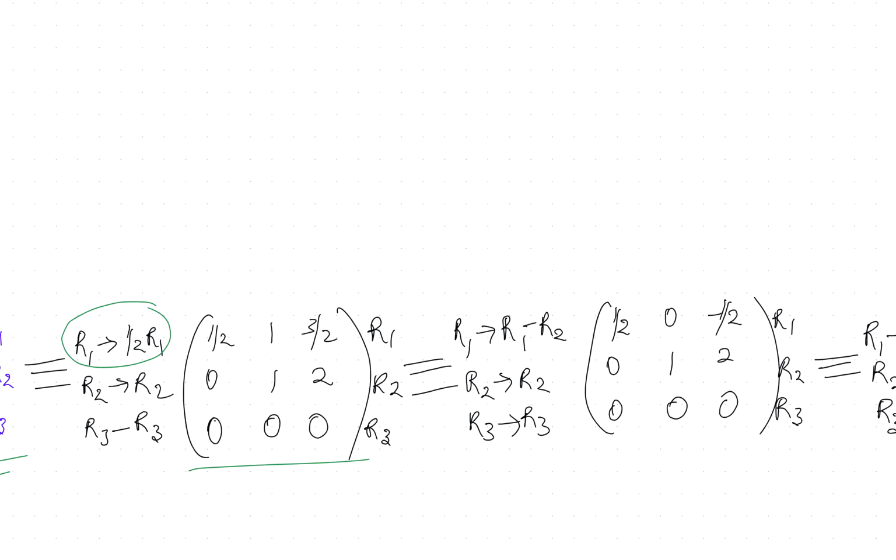So now my new row 1 is going to be the old row 1 minus the old row 2. So that means I'm going to have half minus 0, and I put the result here as half. 1 minus 1, then I put the result here as 0, because the new row 1 is becoming whatever you get from the old row 1 minus the old row 2. That's why this is now 0. Then I say 3 over 2 minus 2.